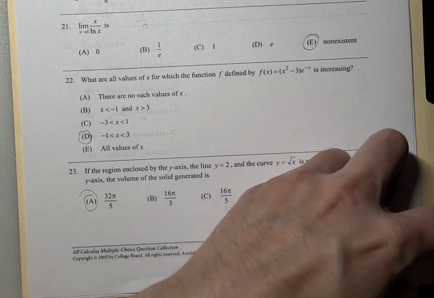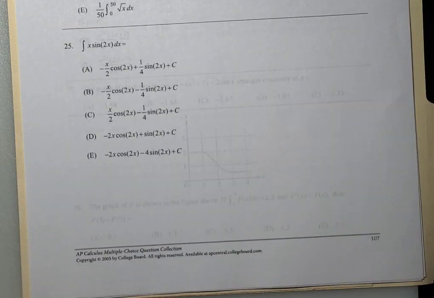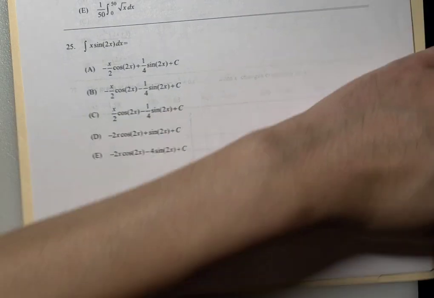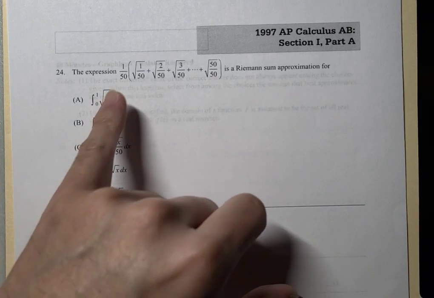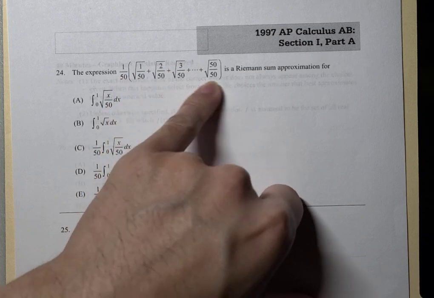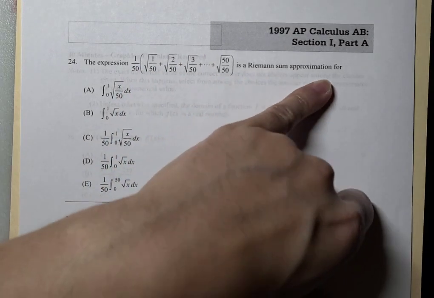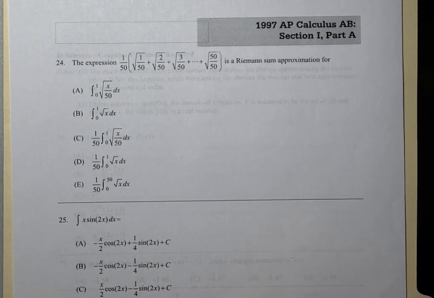Okay, I believe you had 2 more problems for this no calculator portion. Okay, this one's pretty easy. If you recognize that, oh, they even tell you that this guy is a Riemann sum approximation for which of the following integrals, okay? So, how do we do this?